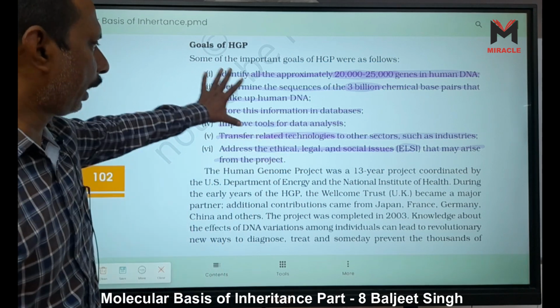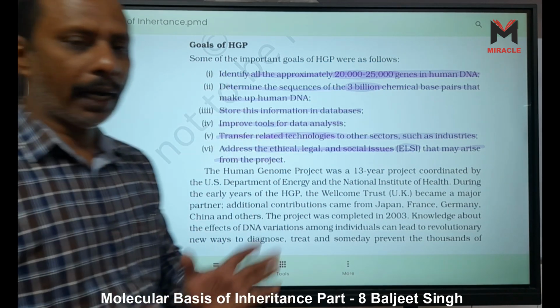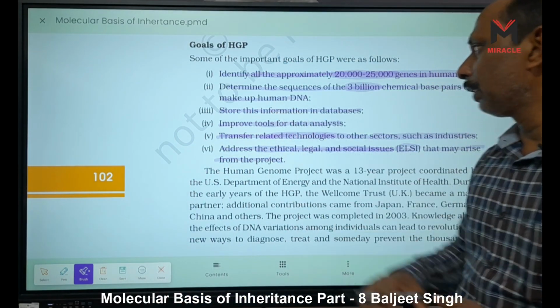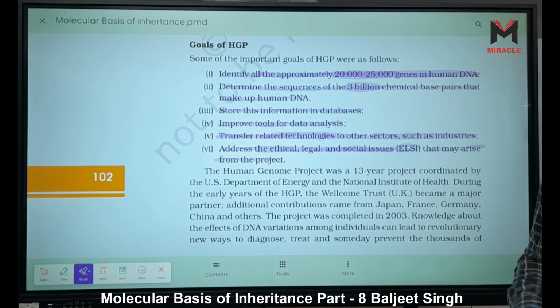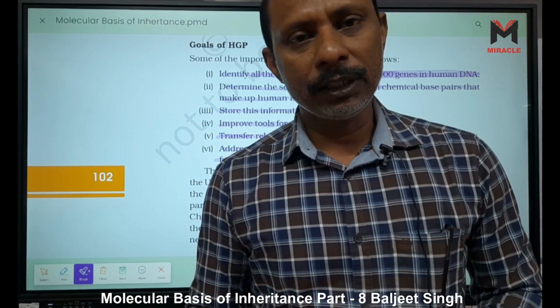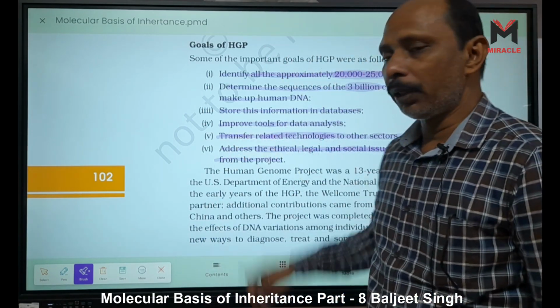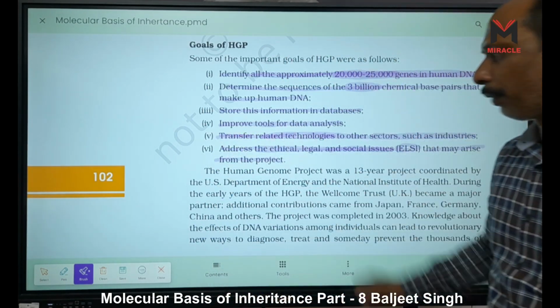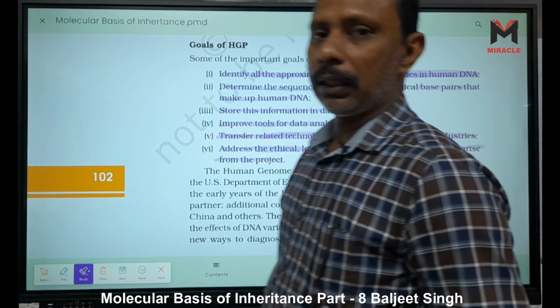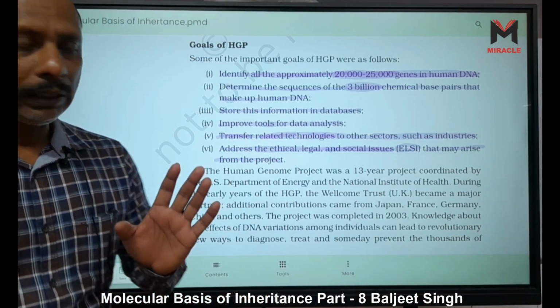How many goals are given here? Six goals. First, identify approximately 20 to 25,000 genes. Second is determine the sequence of base pairs. How many base pairs are given here? 3 billion base pairs. Third is store this information in a database. Fourth, improve the tools for analysis. Fifth, transfer related technologies. And sixth is address the ethical, legal and social issues.